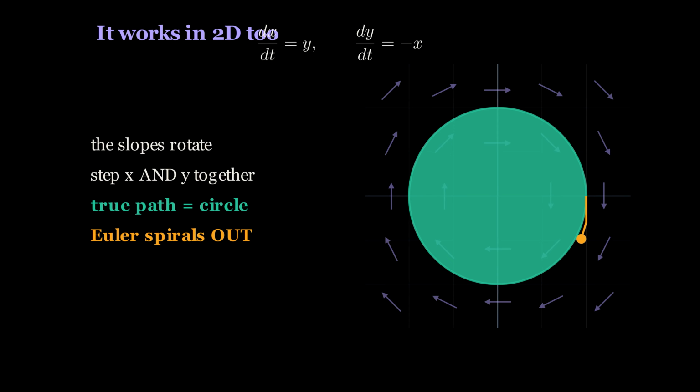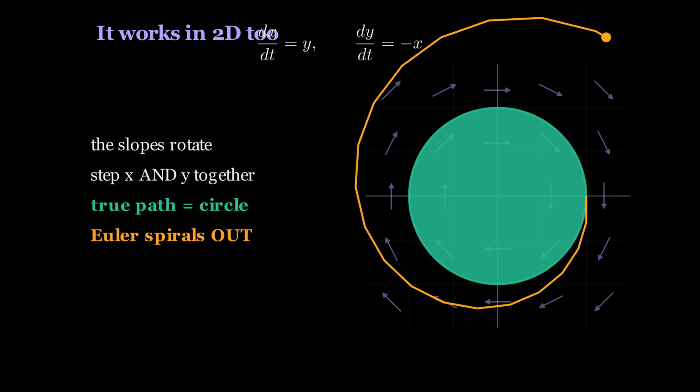Each straight step throws the point a little outward, and the error compounds into a spiral creeping away from the circle. That drift, and how eigenvalues predict whether a system spirals in, out, or loops forever, is exactly what phase portraits reveal. That's next time.